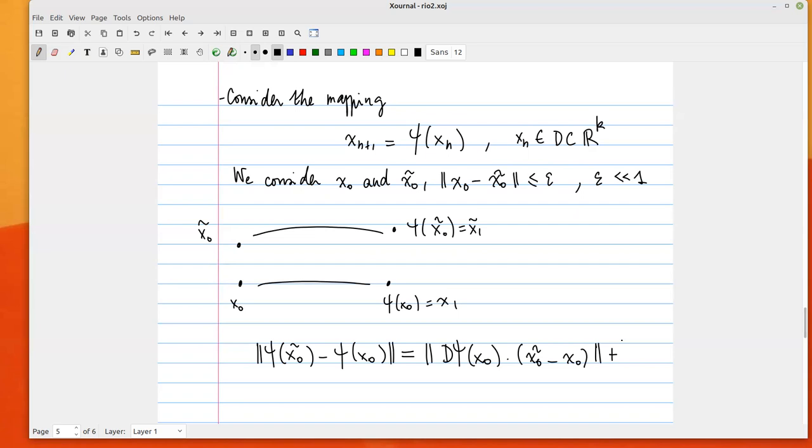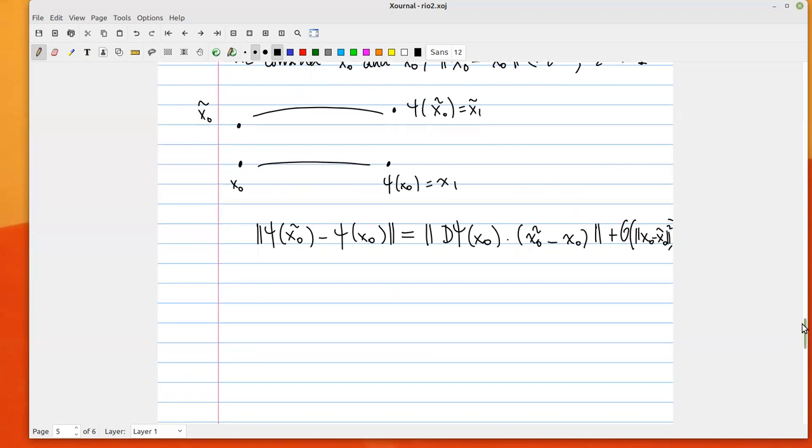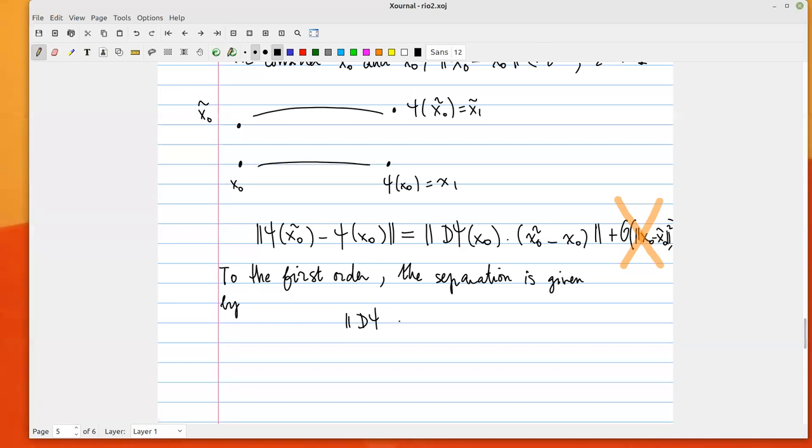Plus big tau of this vector. So let's say plus tau of x zero minus x zero tilde squared, right? So we just linearize, and as usual, we neglect this term, right? So to the first order, the separation between the two points is given by this quantity, by the differential of psi at x naught times this.